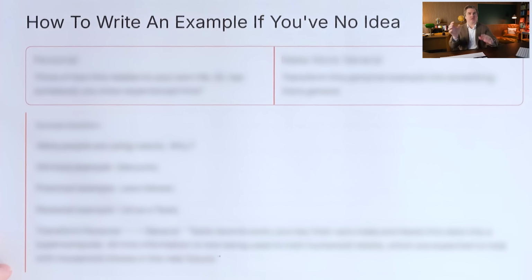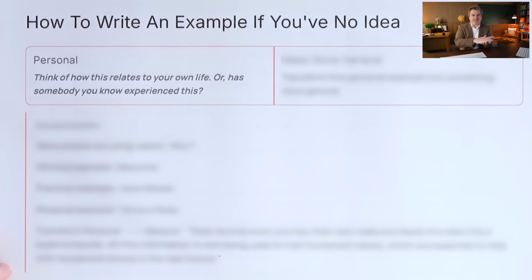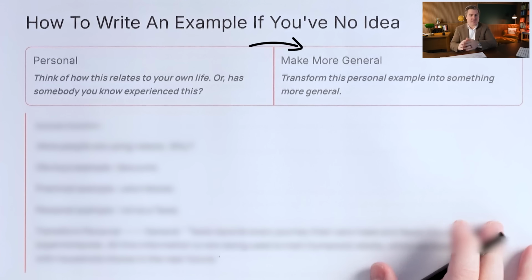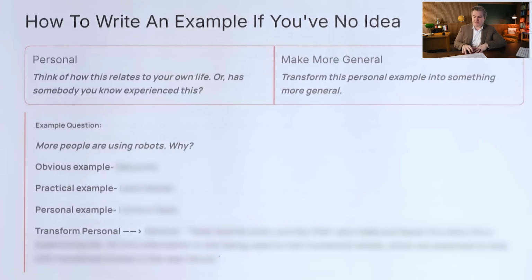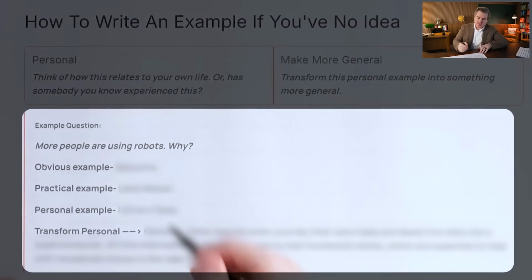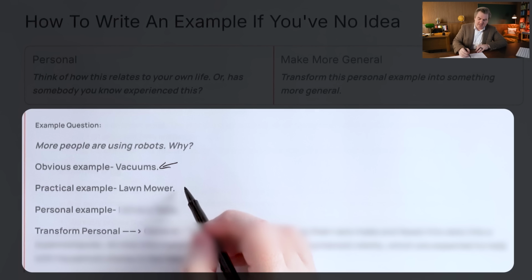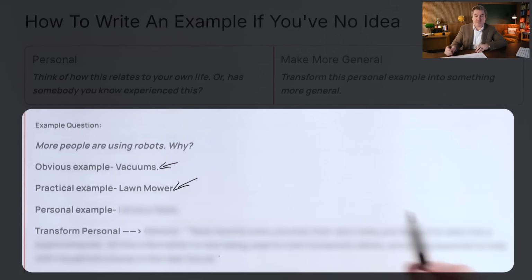I'm going to teach you a technique where you can convert a personal example into a good example that you could use in your actual essay. I'm going to show you how I used this with a real student. So I said to them, what are some obvious examples? The only one they could think of was a vacuum. Then I said, okay, can you think of anything else? They said, some people use those little robots to cut grass. I said, okay, do you know a lot about those? No, she didn't know much about those.